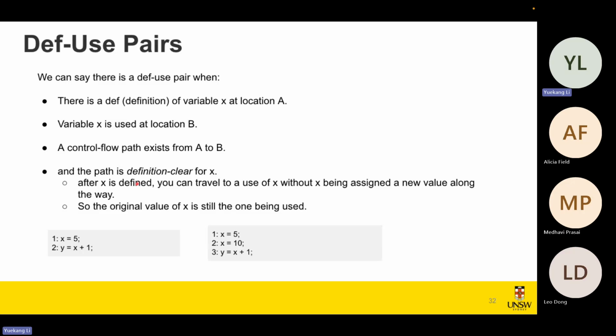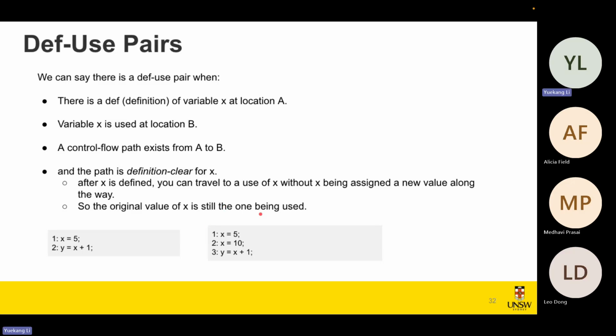And we can use two examples to demonstrate this. So which one, according to this definition, do you think is clear from 1 to 2 and 1 to 3? So which one do you think is definition clear for x?